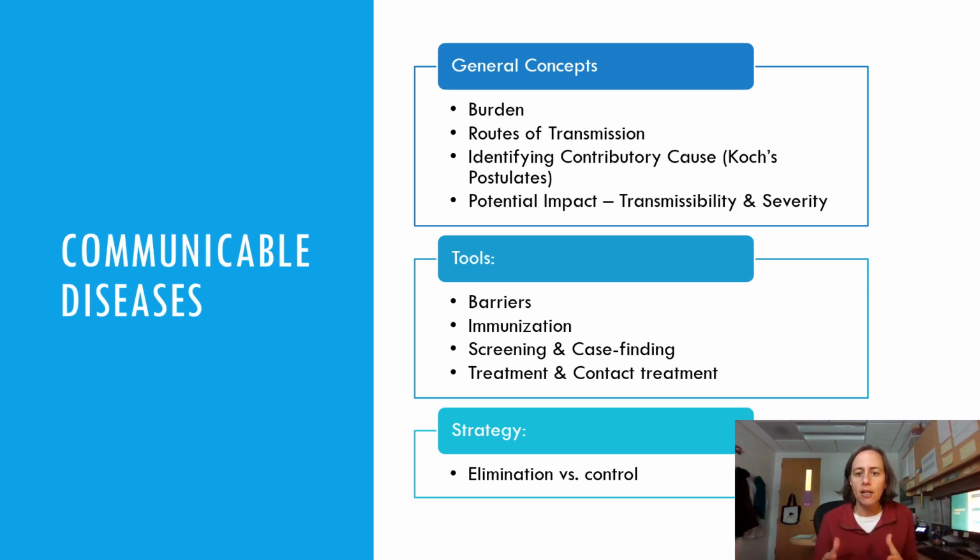And this is just an outline of what we're going to talk about in this unit. This first part is going to focus on these general concepts of burden, routes of transmission, identifying the contributory cause, and the potential impact of any one communicable disease. And then in part 2, we're going to talk about tools and strategy.